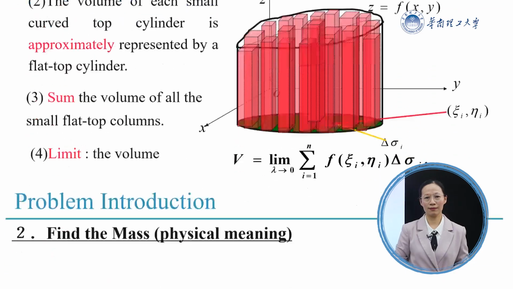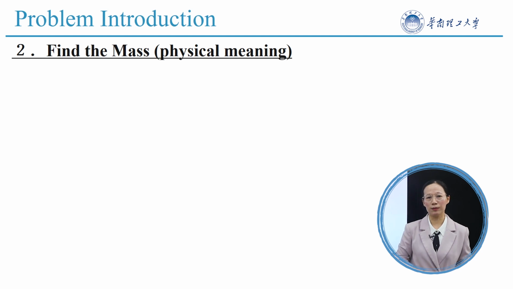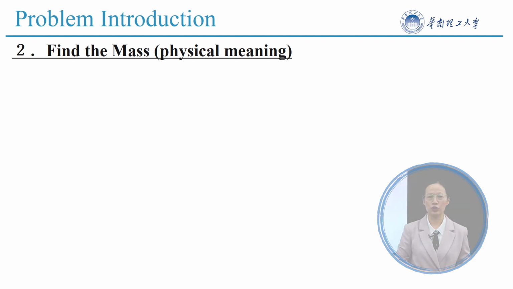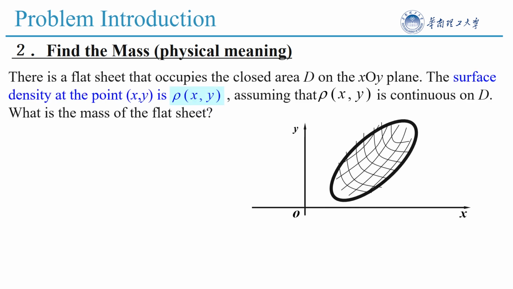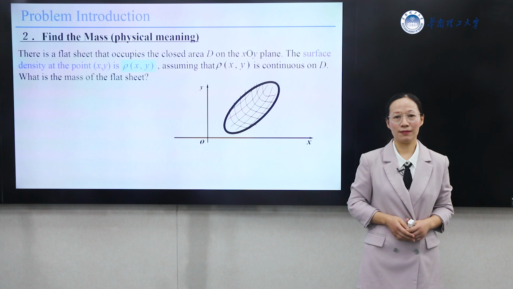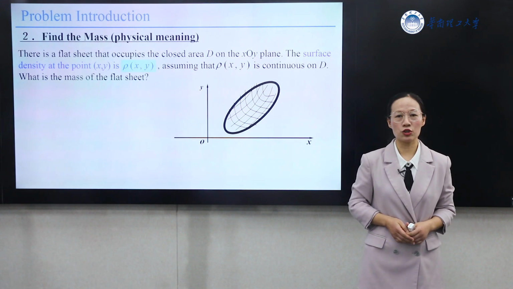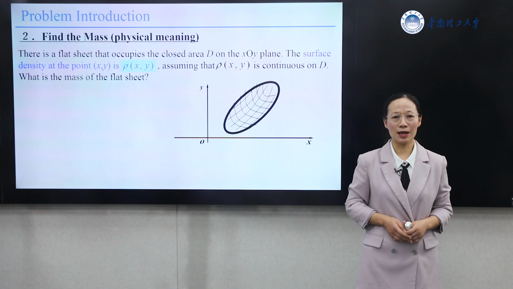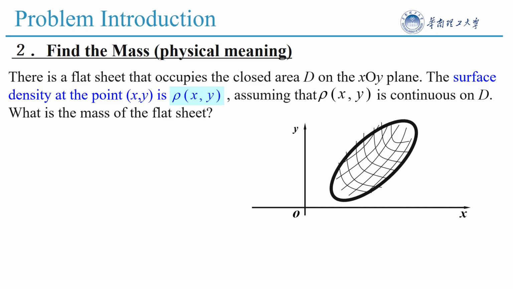Now we consider another problem in physics, the mass of a flat sheet. Suppose that there is a flat sheet that occupies the closed area D on the XY plane. The surface density at the point (x,y) is rho(x,y). Assume that rho(x,y) is continuous on D. Then what is the mass of the flat sheet?